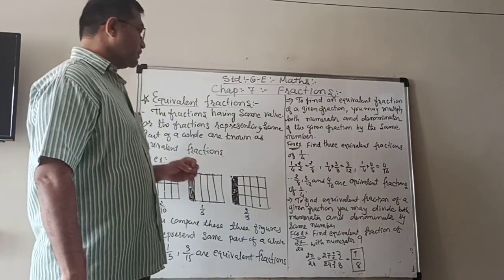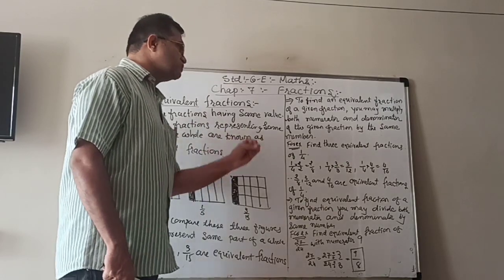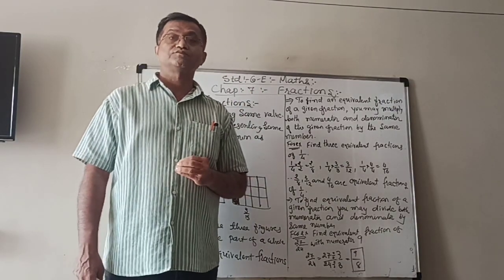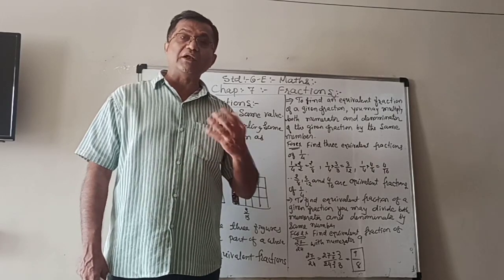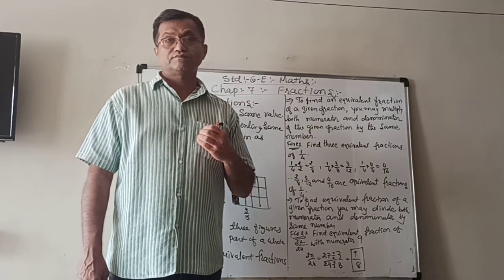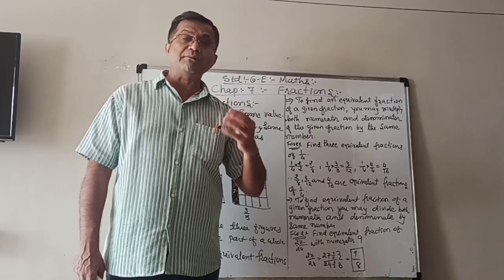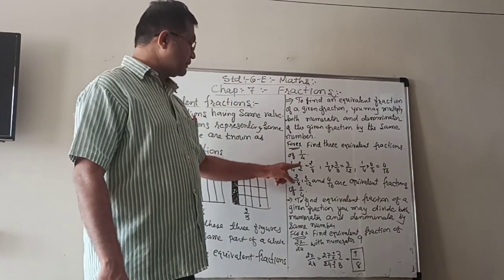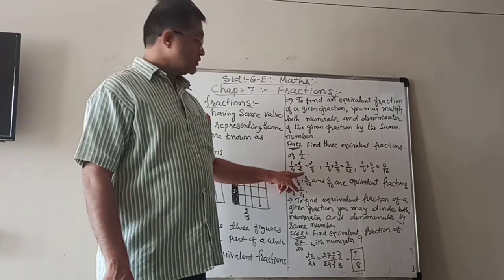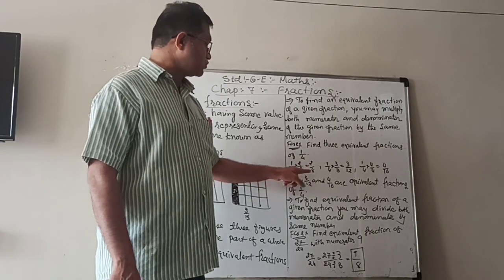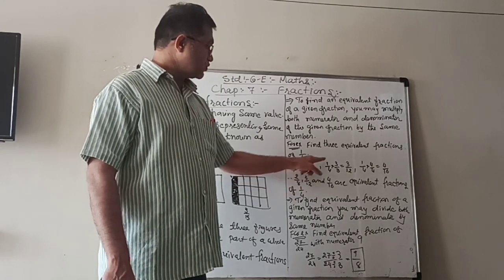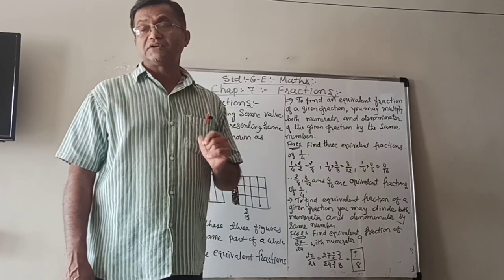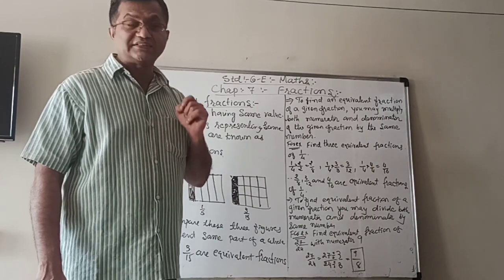For example, look here. Find 3 equivalent fractions of 1 upon 4. So now you can multiply 1 upon 4 by the same number in the numerator and denominator. So 1 by 4 multiplied by 2 upon 2. So 1 into 2 is 2, upon 4 into 2 is 8. So similarly again you take and multiply both numerator and denominator by 3.